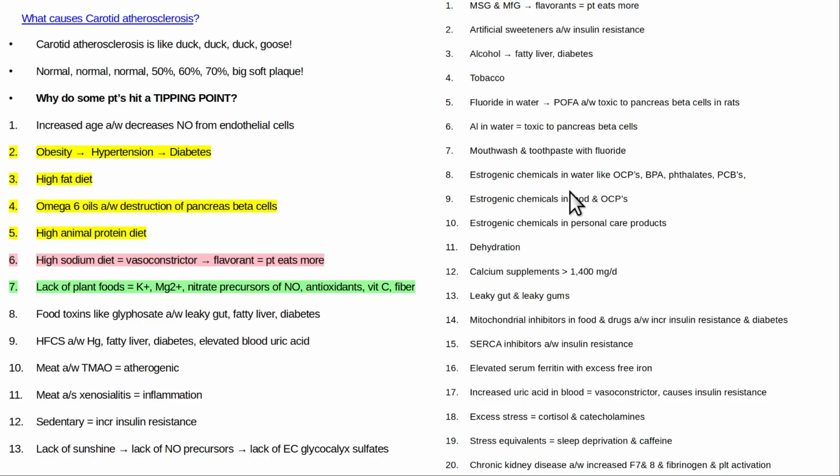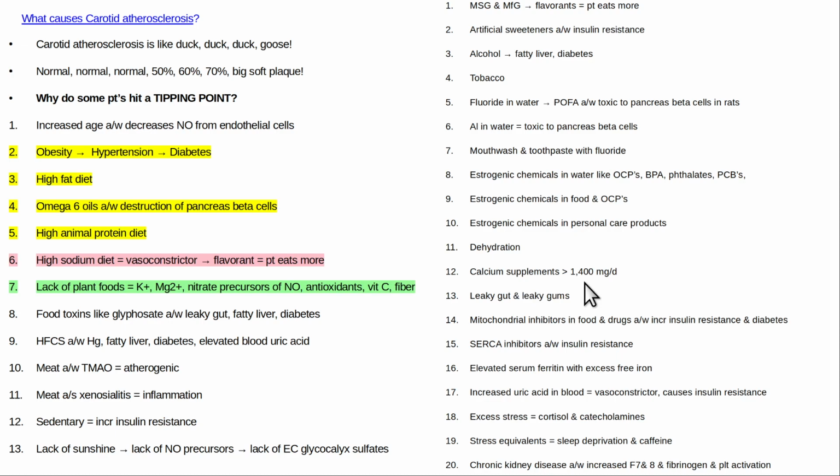We got estrogenic chemicals in the drinking water, like OCPs, birth control pills, bisphenol A, plastics, phthalate plastics, PCBs, and other ones. Estrogenic chemicals in the food and in the oral contraceptive pills, birth control pills. We got estrogenic chemicals in personal care products and deodorants and shampoos and dishwasher detergent and laundry detergent. And so these things add up, and they all predispose to increased obesity and increased risk of atherogenic disease, increased risk of autoimmune disease. Being dehydrated makes your blood thicker.